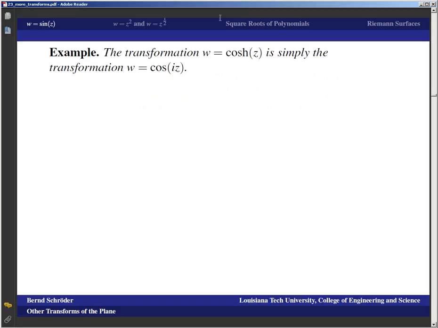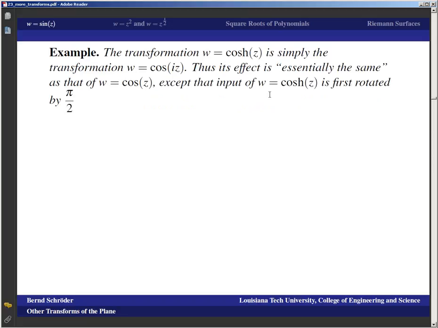Okay, cosh then, same story. Cosh z is cosine iz, and so the effect is essentially the same as that of the cosine function. The input of the cosh function is first rotated by pi over 2, and then that result is processed by the cosine function. Now, I'm not claiming that that's going to be trivial, because in fact all those compositions, if you have to execute them to draw the right picture, will take some time. But that is really all it takes.